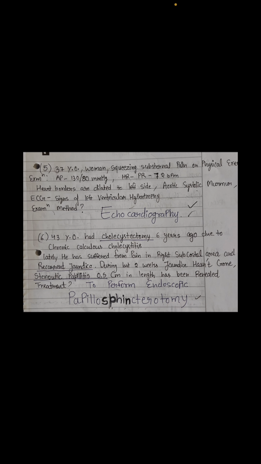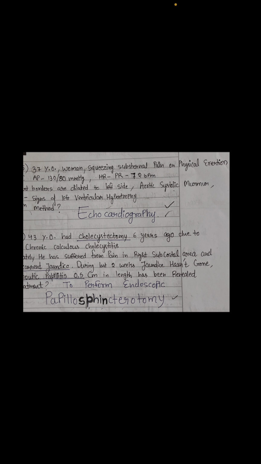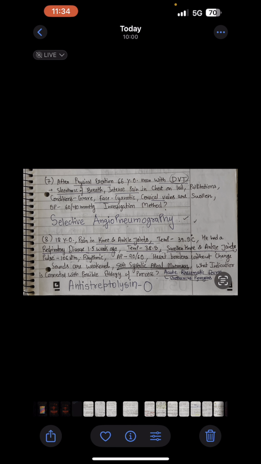So we will do an endoscopic procedure. This surgery is easy, so we will perform it endoscopically. Let's go to the next patient.